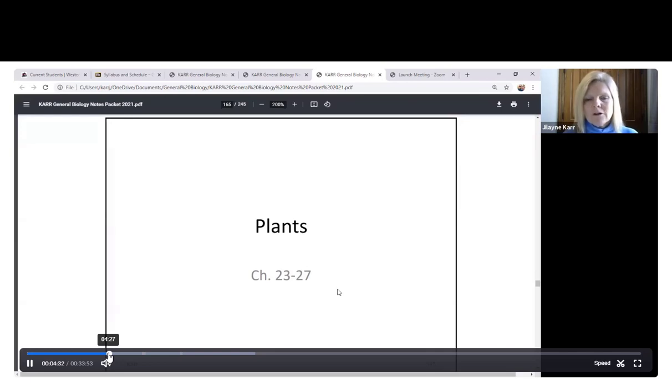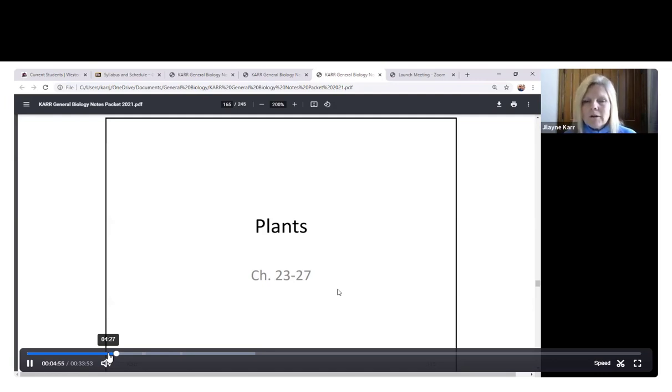Right, today we're going to talk about the plants. This is our next kingdom of living organisms that we're going to discuss. So we started last week looking at bacteria, which are the simplest forms of life, and then looked at the protists, and protists can be multicellular or single cell organisms. And now we're going to move into the plants.